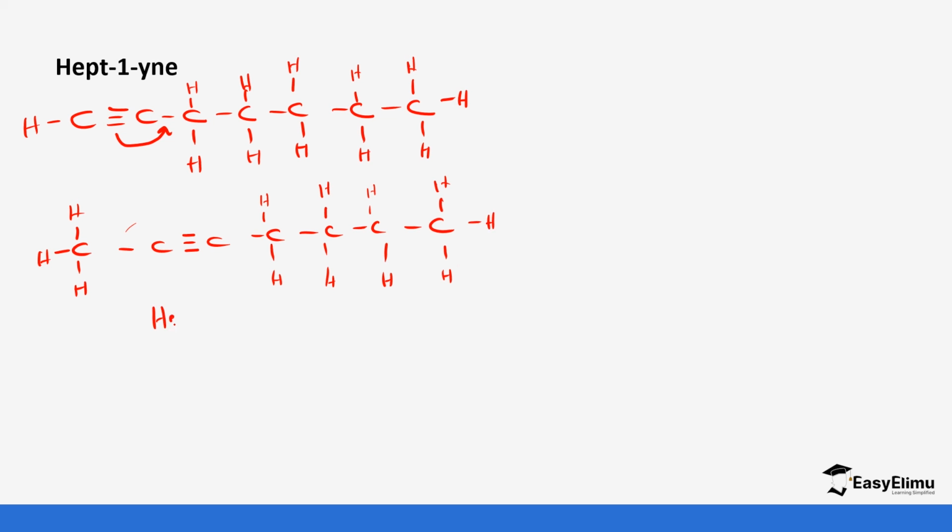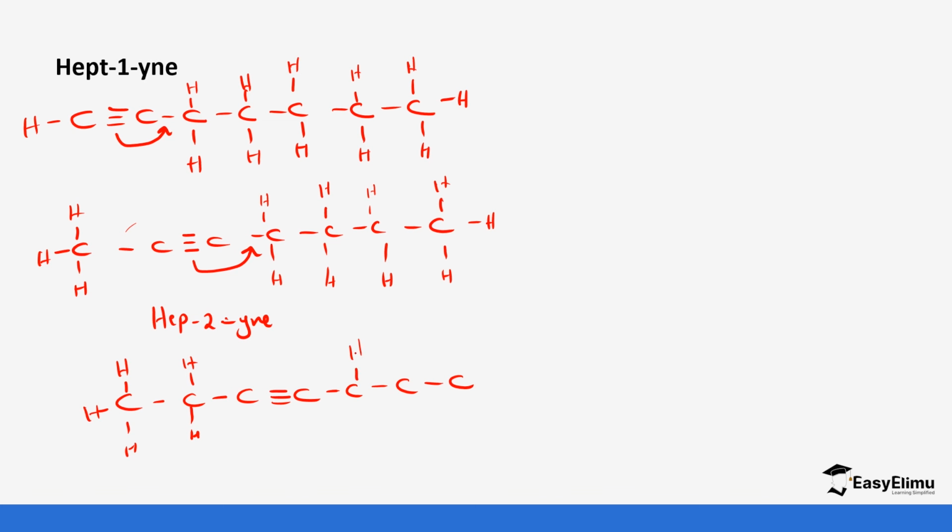So this becomes hept-2-yne. We can also still move this triple bond here to carbon number 3. So it's going to look like this. We put the hydrogens. This is full, so we come to this carbon. So this becomes a 3-yne.